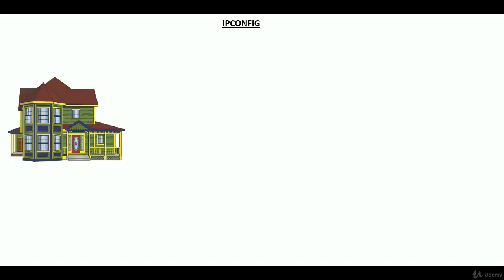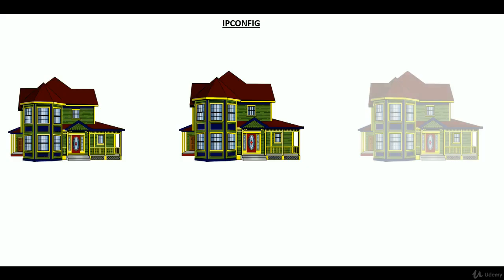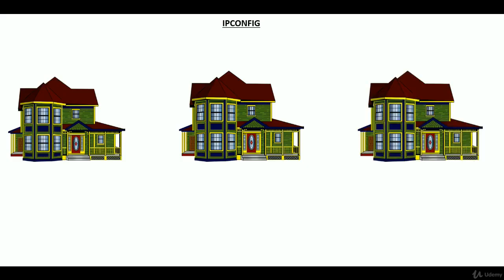ipconfig is a networking command found in Windows that you can use to find out what's the local address of your PC. Now, what do I mean by local address? Let's take, for example, 3 homes. All 3 of these homes look exactly the same. They're all on the same street.